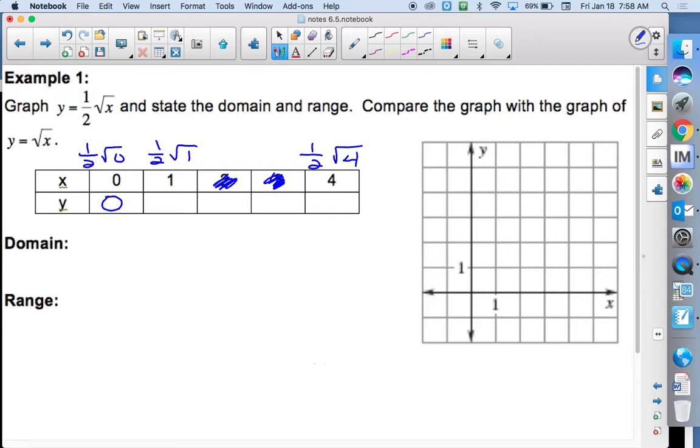So Matt, half times the square root of what is? And half times the square root of 4 is? What's the square root of 4? And half of, yeah, sorry. 2 is 1. Okay, so we're going to plot 3 points again. So we have 0. 1 is up at a half, and then over at 4, you're only going up to 1.